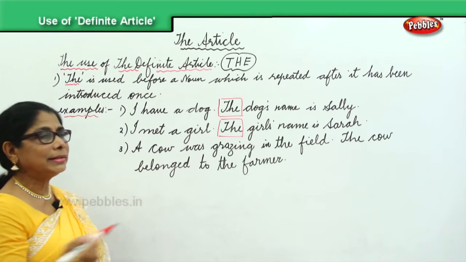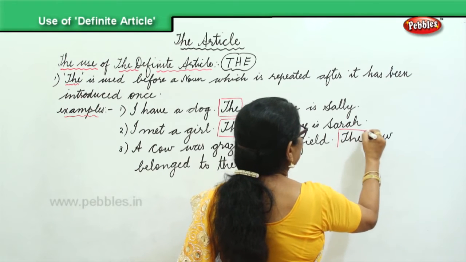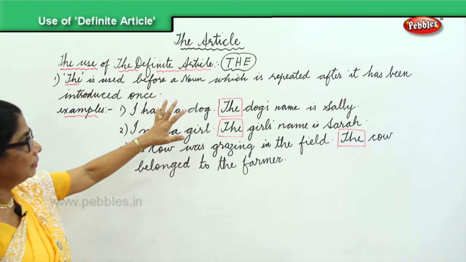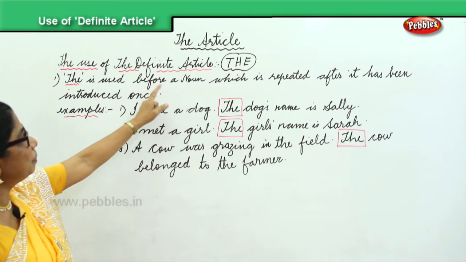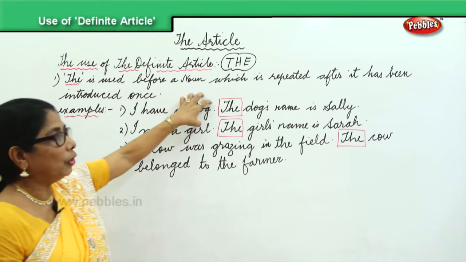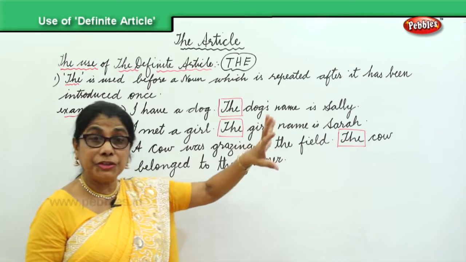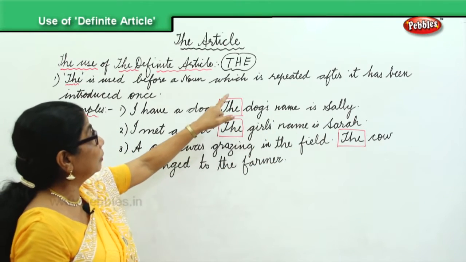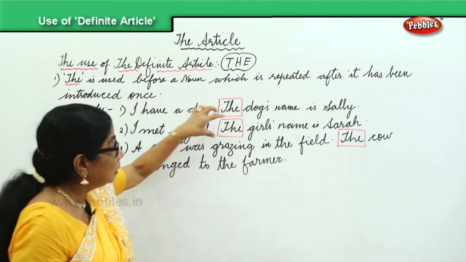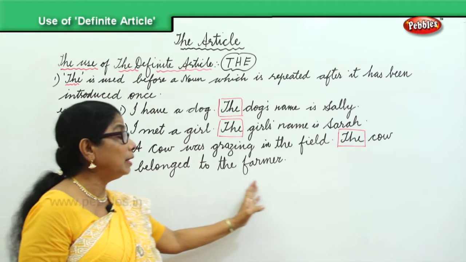A cow was grazing in the field. The cow belonged to the farmer. So, the definite article the is used before a noun which is repeated after it has been introduced. I have a dog. I met a girl. A cow is grazing in the field. Finish introducing. Now we are talking about it. Okay? So, the dog's name, the girl's name, the cow belongs to the farmer.